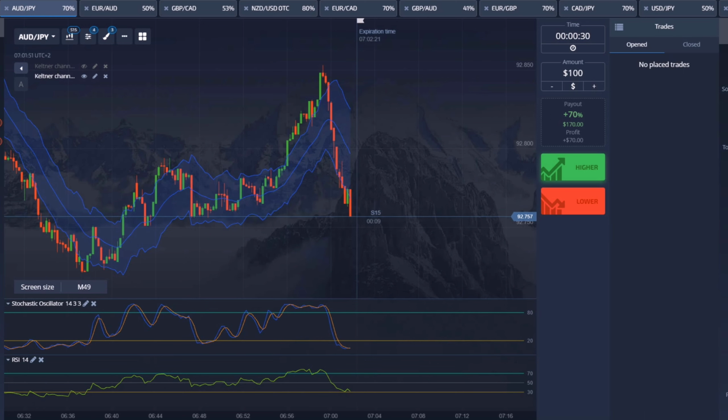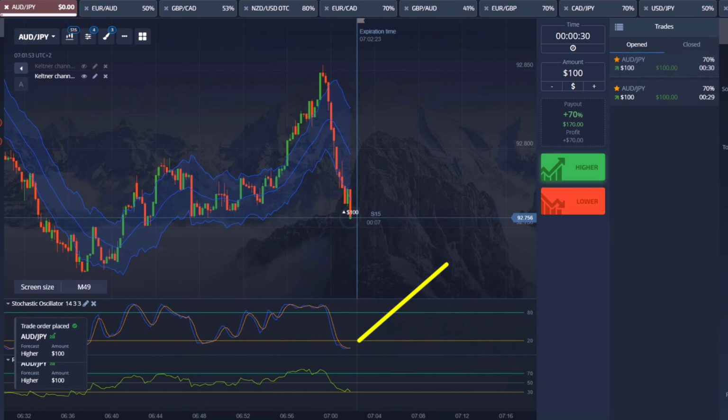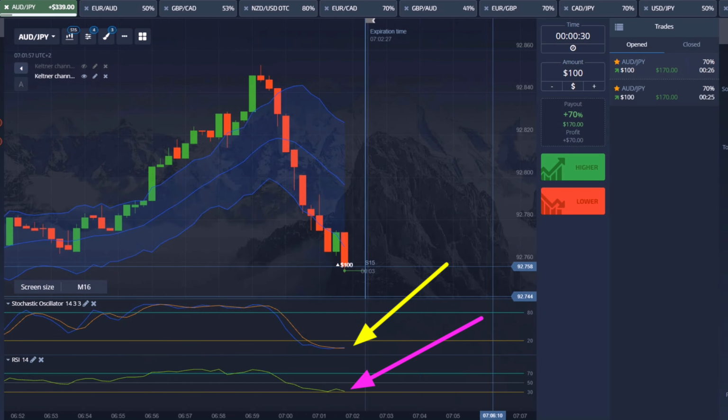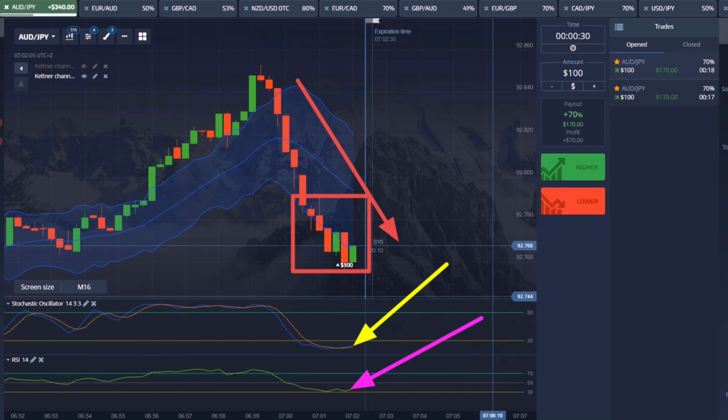So here I will take a trade because the stochastic oscillator is in oversold condition. The RSI is also in oversold condition. The chart has touched the bottom of the Keltner channel and has come down significantly, and also on the chart you can see how much it has come down, and there is a support here too. So I have taken a trade here.